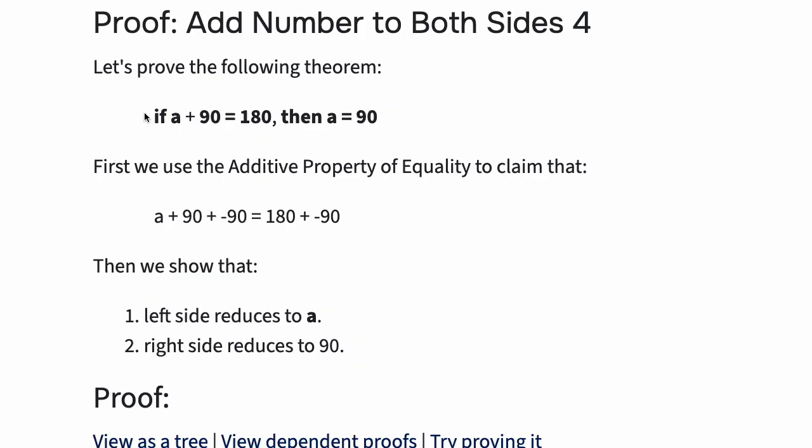Let's use the properties we've learned so far to prove the following theorem. If a plus 90 equals 180, then a is equal to 90. First, we use the additive property of equality to claim that a plus 90 plus negative 90 is equal to 180 plus negative 90. Then we show that the left side reduces to a, and the right side reduces to 90.